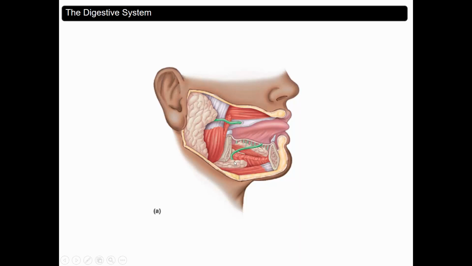That one has a duct that comes up right under your tongue. And if you've ever heard of gleeking, where you can shoot a stream of saliva out from below your tongue, it's actually coming from that submandibular gland in the submandibular duct.